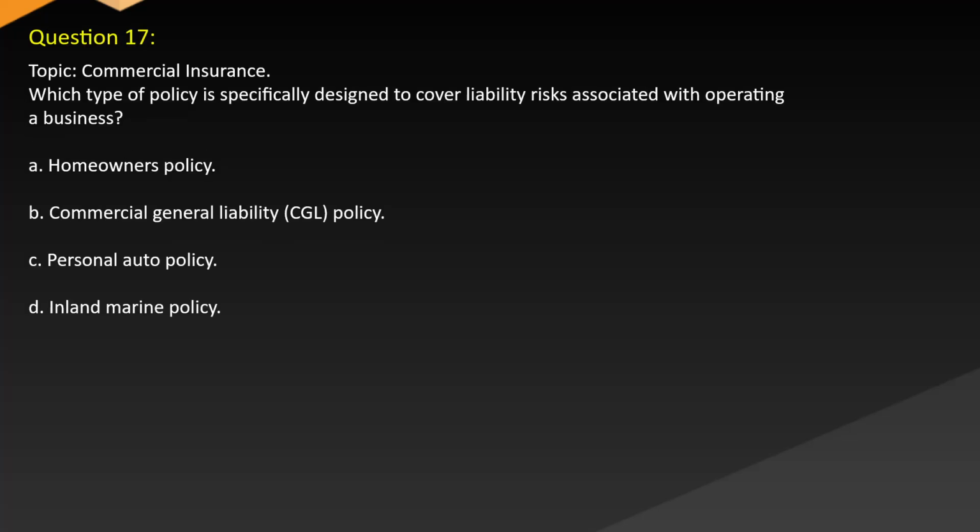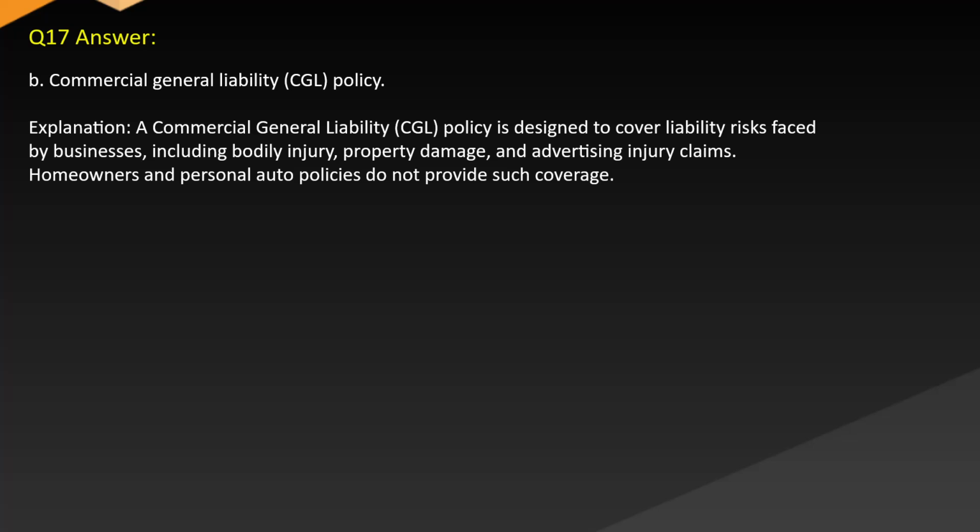Question 17. Topic: Commercial insurance. Which type of policy is specifically designed to cover liability risks associated with operating a business? A. Homeowners policy. B. Commercial general liability (CGL) policy. C. Personal auto policy. D. Inland marine policy. Answer B. Commercial general liability (CGL) policy. Explanation. A commercial general liability (CGL) policy is designed to cover liability risks faced by businesses, including bodily injury, property damage, and advertising injury claims. Homeowners and personal auto policies do not provide such coverage.